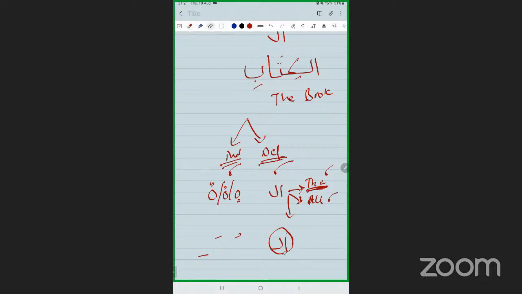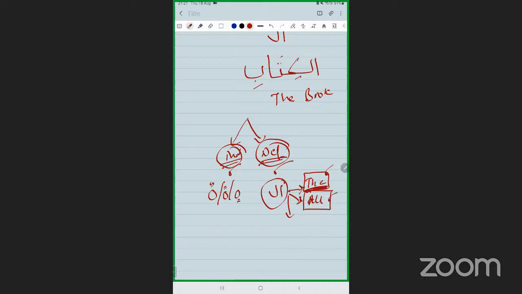Okay. Today what we have learned? We have learned that all nouns can be definite or indefinite. An indefinite noun can be made definite by adding al. Although al has many meanings, one of the meanings is "the". We will explore more meanings inshallah taala.